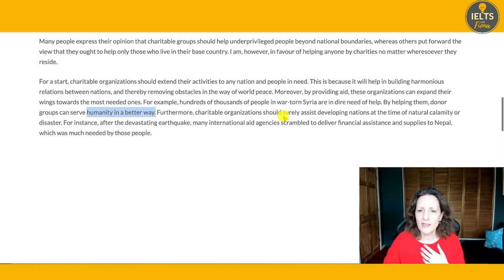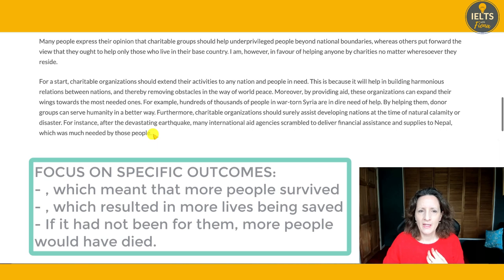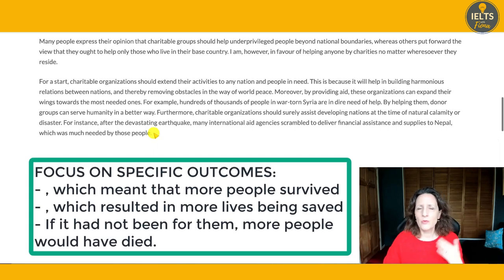Furthermore, charitable organisations should assist developing nations at the time of natural calamity or disaster. Okay, absolutely. For instance, after the devastating earthquake, which one? Is there only one? Many international aid agencies scrambled to deliver financial assistance and supplies to Nepal, which was much needed by those people. Okay, so what was the effect? I want to know why this was effective. I know it was needed, perfectly agree with that, but what was the effect?